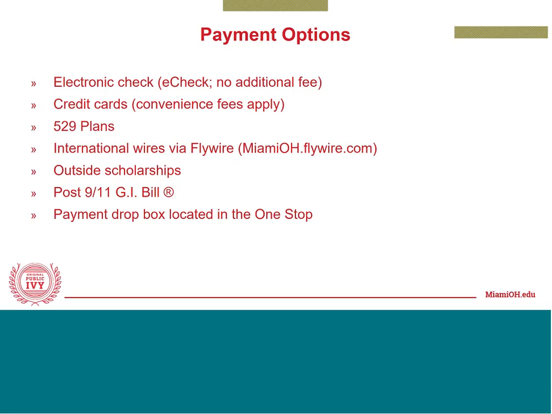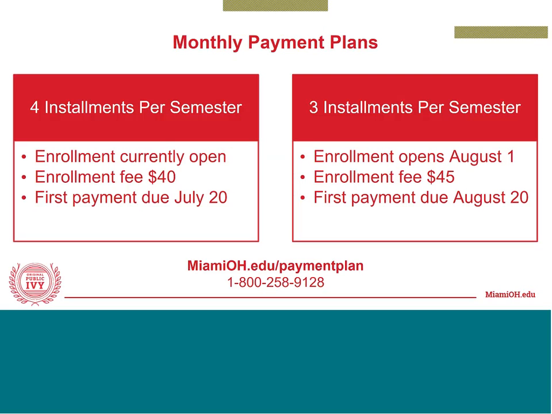The OneStop also accepts payment from outside scholarships. Miami University will apply these funds directly to the student's account, except in those cases where the conditions of the award prohibit this action. If the student receives the check and it is made out to the student and Miami University, the student should first endorse the check and then bring it to the OneStop location. Students may also endorse the check and then mail it to the OneStop if they prefer. GI Bill and post-9/11 payments will automatically be dispersed under the student's account if all requirements have been met.